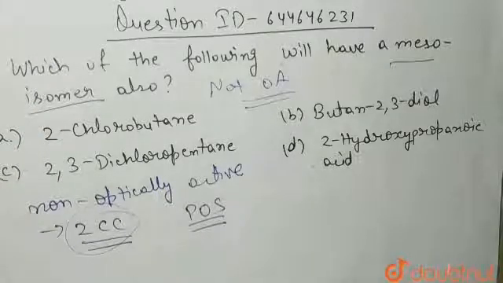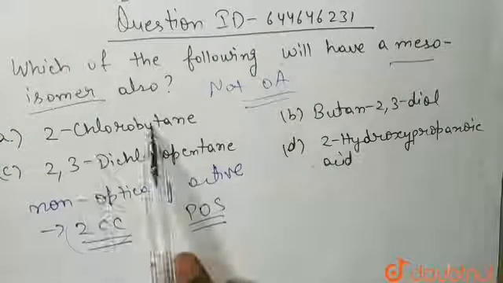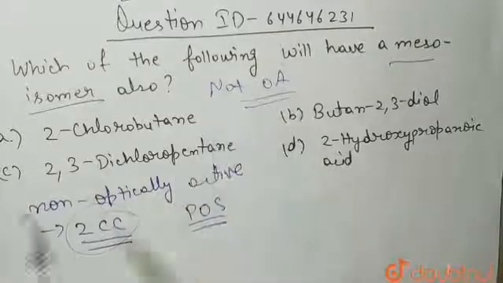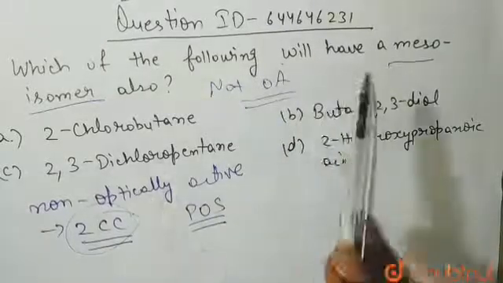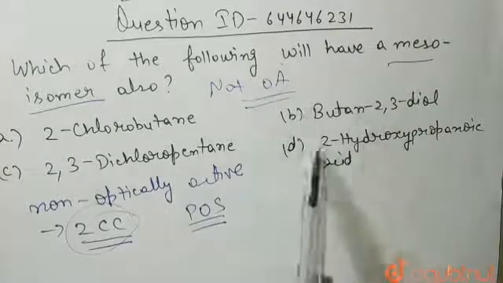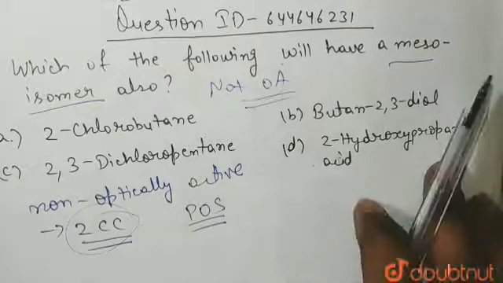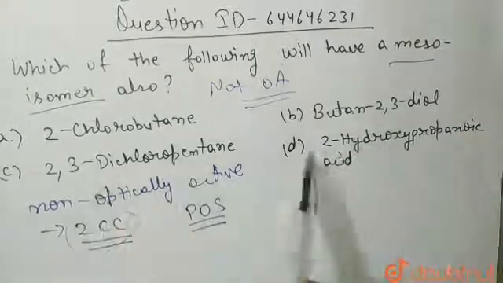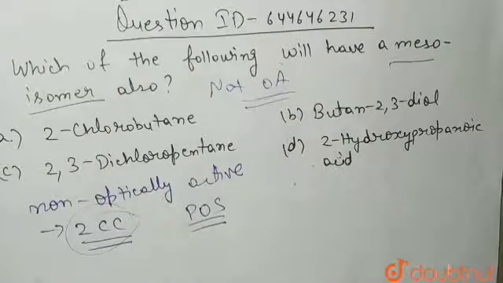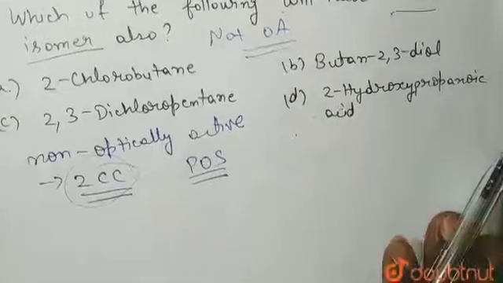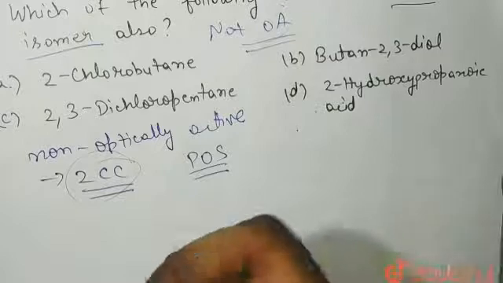Now let's see the structures, and then we'll see whether they are meso compounds or not. If they are meso compounds, they will not be optically active. The question is which of the following will have a mesoisomer, meaning one of the isomers of these compounds will be a mesoisomer. So the first option is 2-chlorobutane. Let's draw its structure.